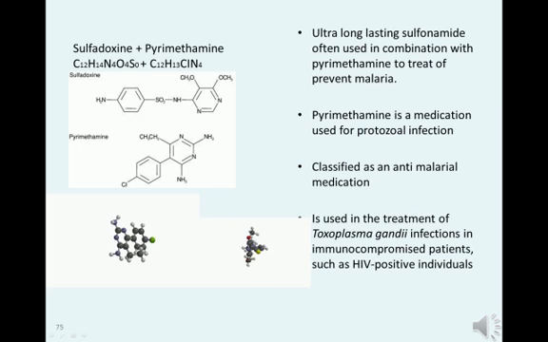Sulfadoxine, an ultra-long-lasting sulfonamide, is often used in combination with pyrimethamine to treat or prevent malaria. Pyrimethamine is a medication used for protozoal infections. It's also used in the treatment of Toxoplasma gondii infections in immunocompromised patients such as HIV-positive individuals, and these drugs are classified as anti-malarial medications.